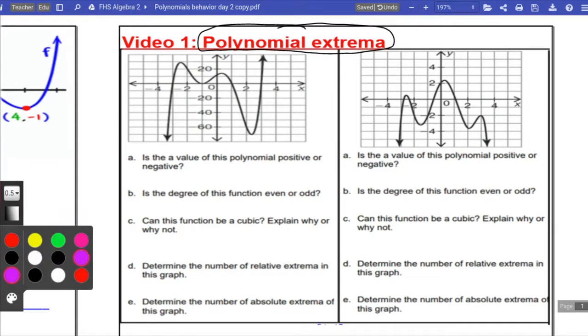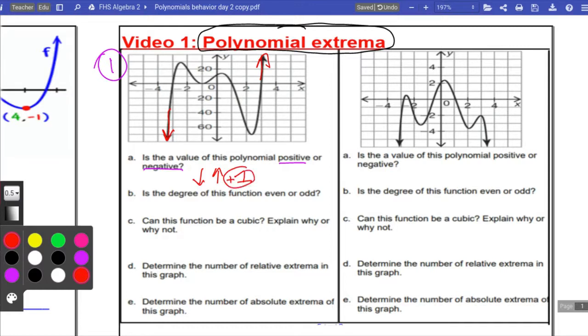So you see those two graphs, and I'm going to focus on the first graph right here, graph number one. With graph number one, it says, is the a value of this polynomial positive or negative? I'll let you think for a second. Now remember, we started at the bottom, and now we're here. That tells you that the a value is positive.